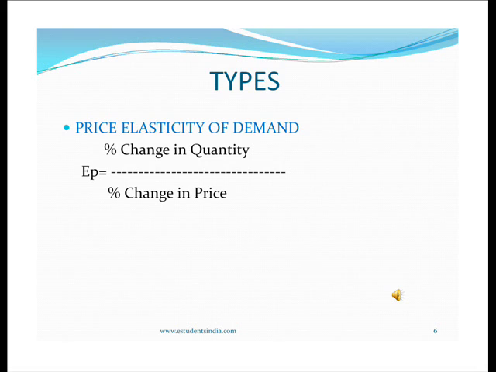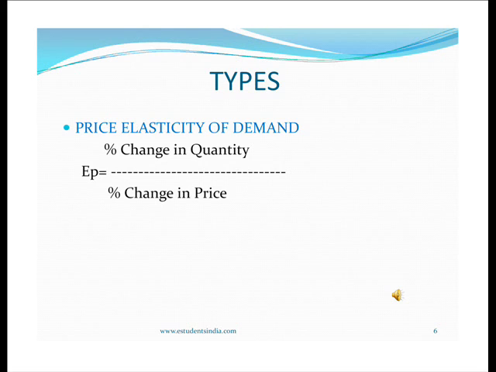Types of elasticity. Price elasticity of demand, EP, is equal to percentage change in quantity divided by percentage change in price. What is percentage change in quantity? Change in quantity divided by original quantity, delta Q divided by Q. Percentage change in price is change in price divided by original price, delta P divided by P.